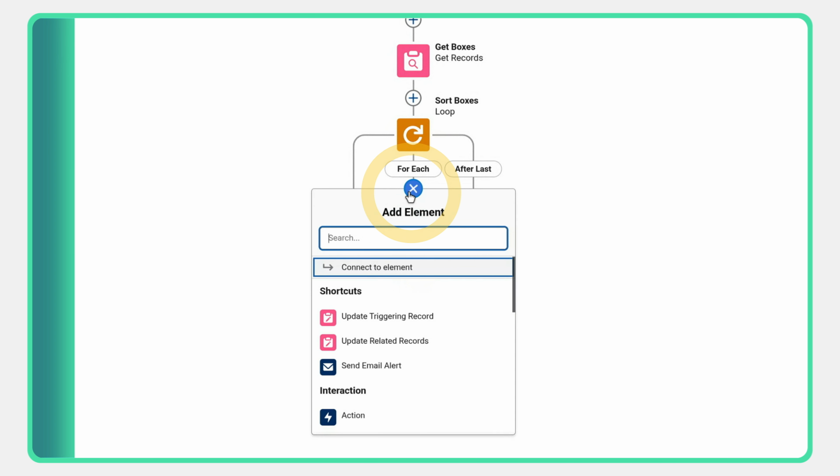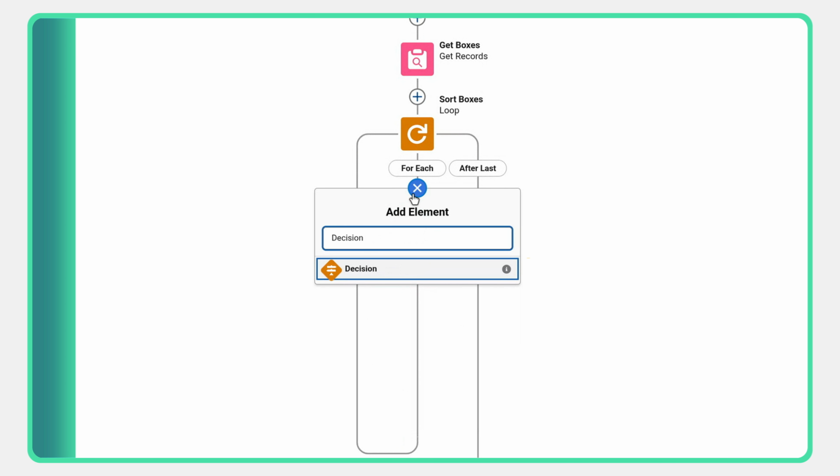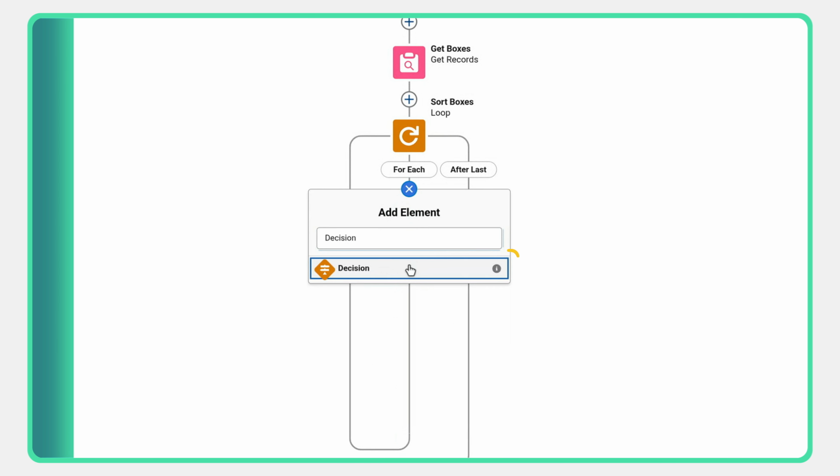Next, we can define actions inside the loop, such as updating fields, creating related records, or making decisions. In our flow, we've used the decision element to separate our donation boxes from the boxes being transferred to our new home. This can be thought of as labeling our boxes.